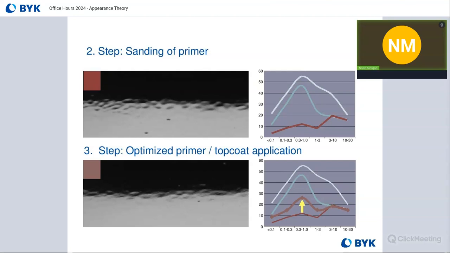So we see after we optimize that primer and top coat, it creates more of a wet look that's more desirable than the other previous examples. And usually if you go outside and look at any car, this is typically what you'll find across those vehicles, is that type of surface in that bottom sample.